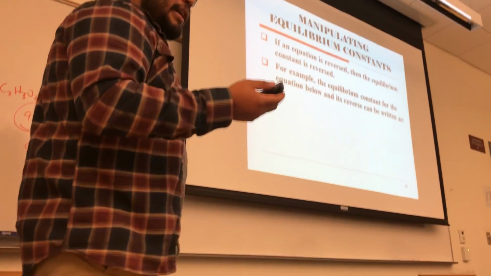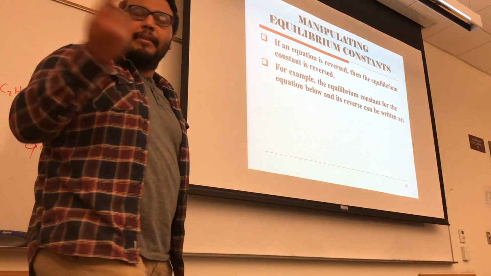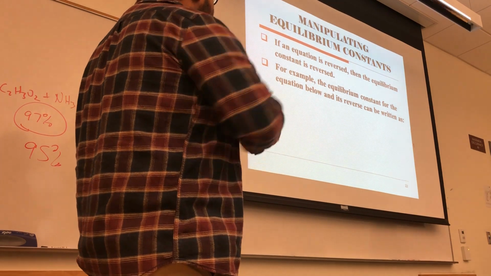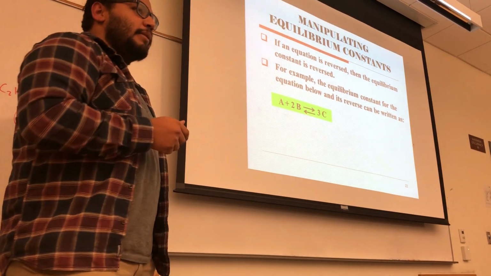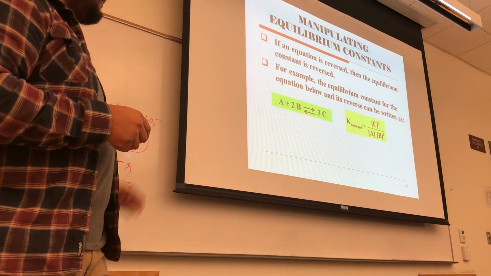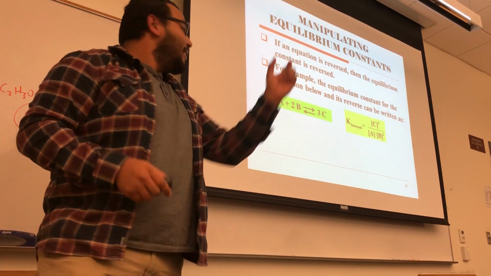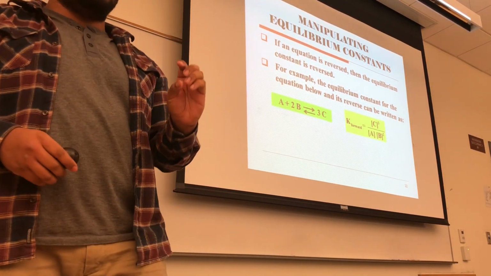So in this case, intuitively you can think it would be the inverse. Let's say, for example, we have a simple equation like this, and a K value forward would be C over A and B. Keep track of that.